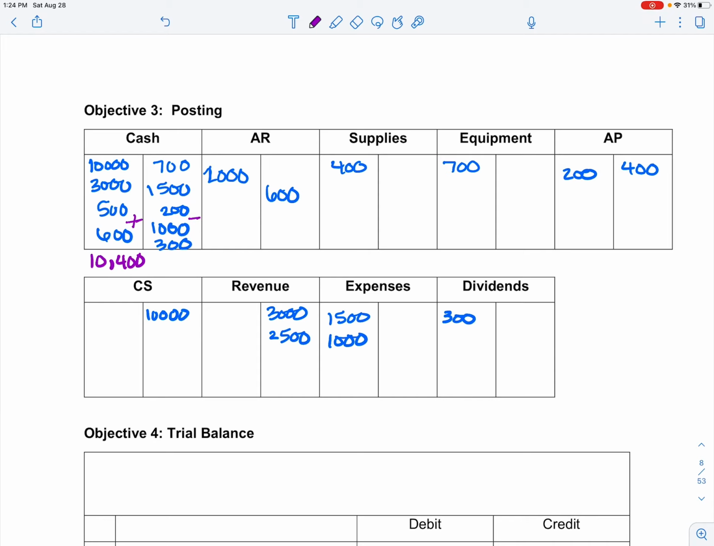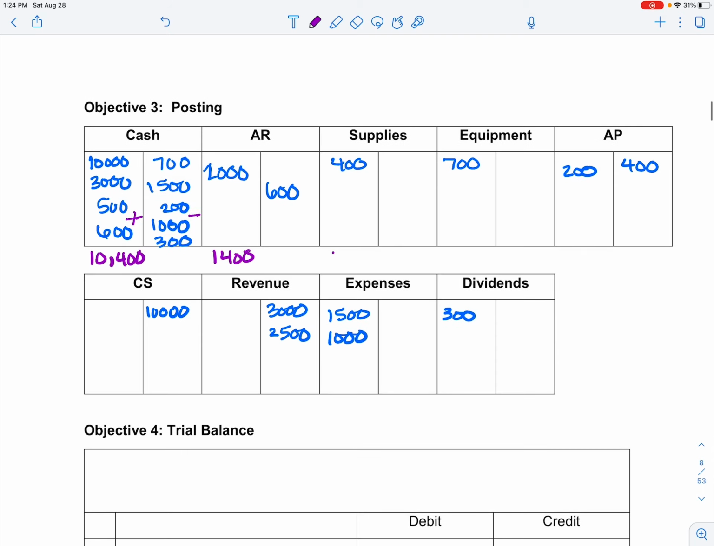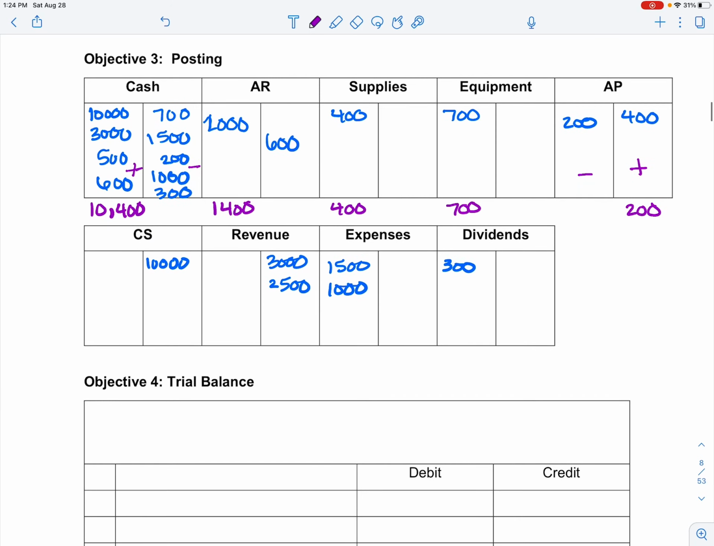If I add all these up, subtract those. I'm going to do the same thing with accounts receivable. 1,400. So you only get one number for each account. Supplies do not change. Equipment doesn't change. Accounts payable, because this is a liability, these are my increases, these are my decreases. Common stock, my revenue, add those up. Expenses, add those up. And dividends. And then we want to make sure that we posted everything accurately. So we will do a trial balance.